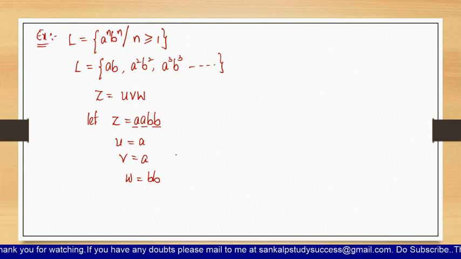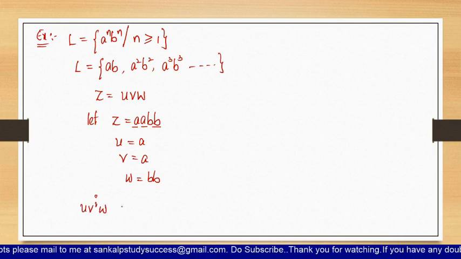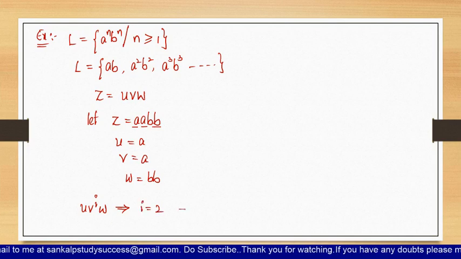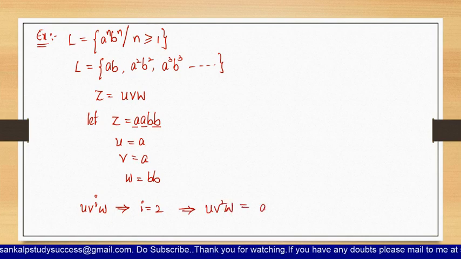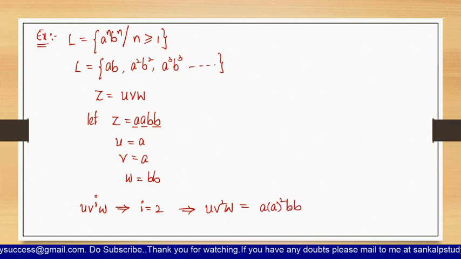You can also take aa as u, b as v and a single b as w. So you can decompose it into u, v and w however you want, but the only condition is that v should not be null. Now you are going to solve u v power i w where you can take any value for i. Let us consider the i value as 2. So it becomes u v square w. That means u is a, v square is a square and w is bb. That means it becomes triple a and double b.